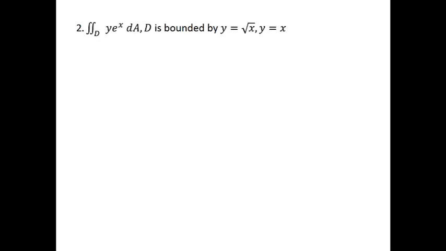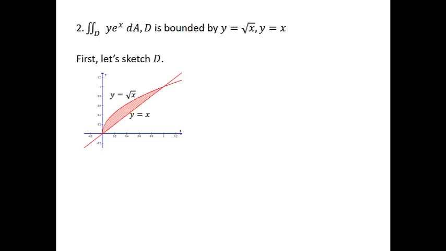Here we want the double integral over D of y e to the x, where D is bounded by the curves y equals the square root of x and y equals x. We always start with a sketch of the region D, so here it is. Let's find our intersection points algebraically. We want to know when the square root of x equals x. Squaring both sides, that's when x equals x squared.